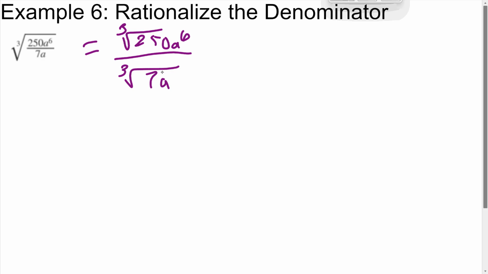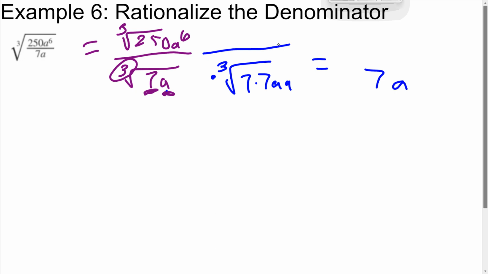So I really want to look for groups of 3. Well, there's no groups of 3 of 7, and there's no groups of a, right? So really, I need to multiply this by another cube root, because I can take cube root times cube root. And really, I need 2 more 7s, right? Because then I have 3 7s, and I could take out a 7. And I need 2 more a's to take out a group of 3 of a's, right? So if I do that to the bottom, I would also have to do that to the top. 7 times 7 and a times a.